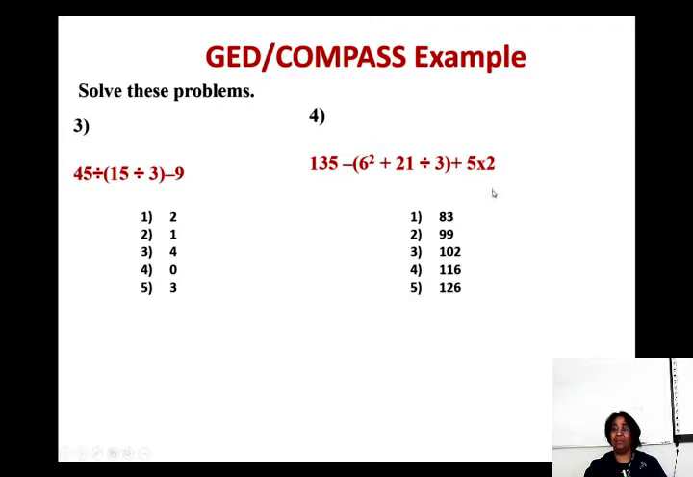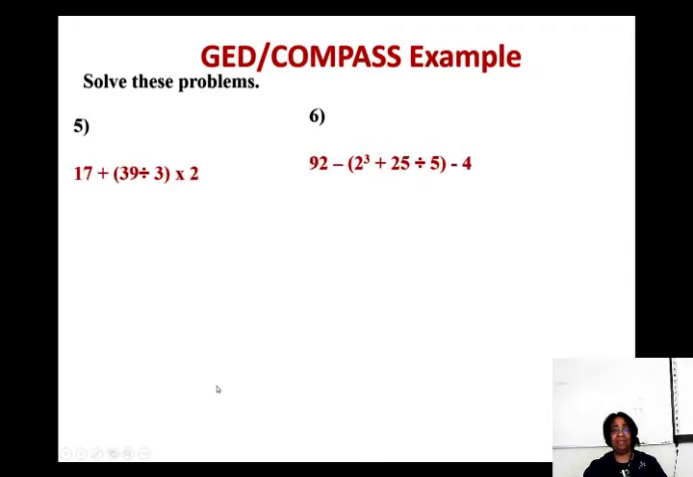So what did you come up with? 135 minus 43 plus 10. What did you get? 102. Okay. So slow down and really think about it, especially with those powers. 6 squared does not mean 6 times 2. It means 6 times itself. 6 times 6 is 36.